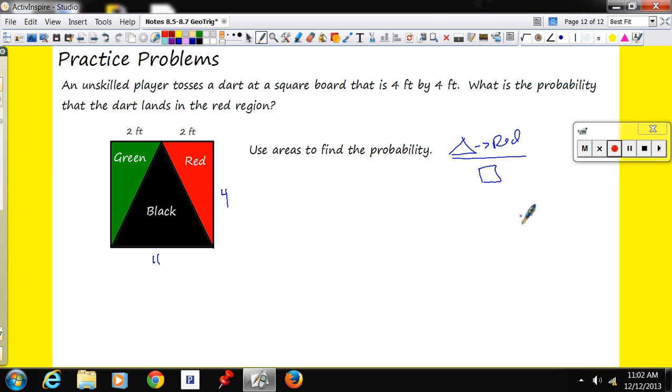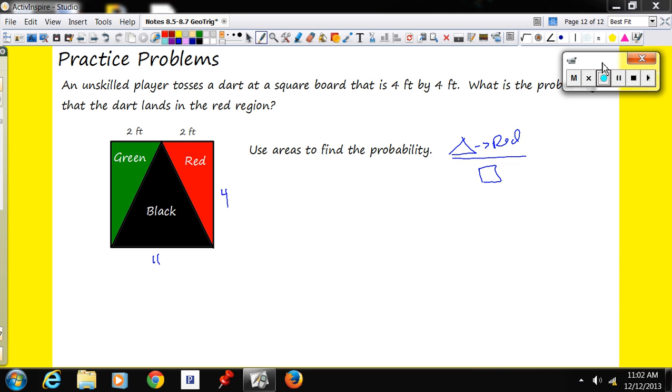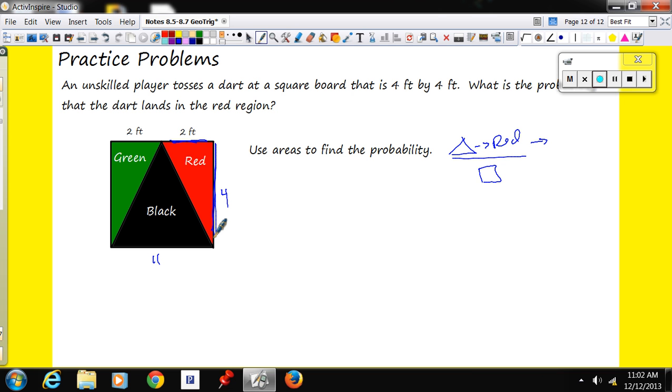So how do I get the red triangle? What's my area of that red triangle? Wouldn't it just be base times height divided by 2? Isn't it going to be 2 times 4 divided by 2? So how much is that going to be? 4, yeah. It's going to be an area of 4. And then 4 times 4 is going to be 16. So 4 over 16 would be what percentage? That rounds to 1/4, right? So 1/4 would be 25%.